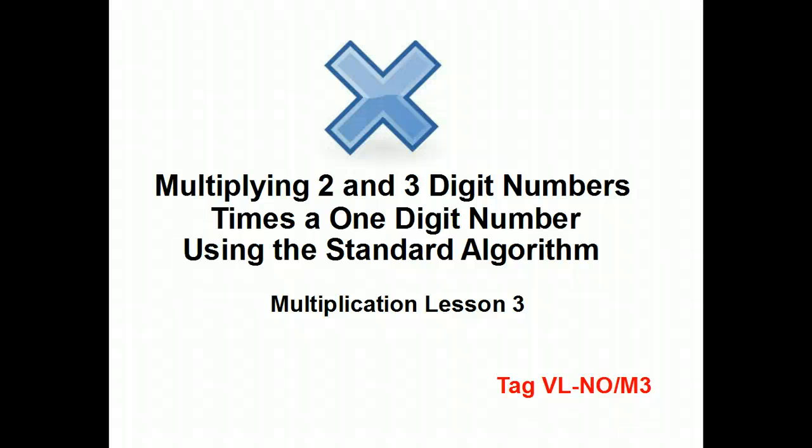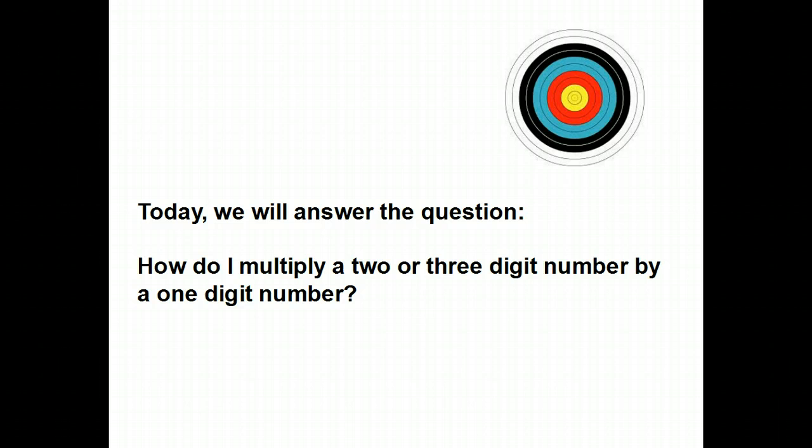Today we are multiplying 2 and 3-digit numbers times a 1-digit number using the standard algorithm. An algorithm, you know, is a pattern for solving a problem. The standard algorithm just means the old-fashioned way. This is the way your parents and I were taught to multiply. And we're only going to answer one question. How do I multiply a 2 or 3-digit number by a 1-digit number? And frankly, that one question is enough to keep us busy this afternoon.